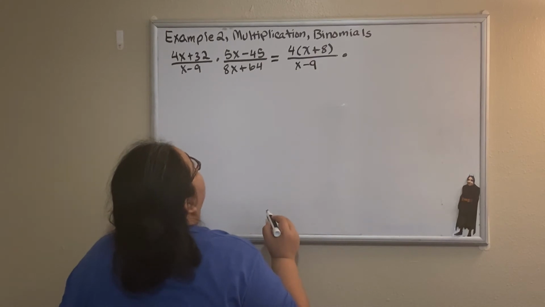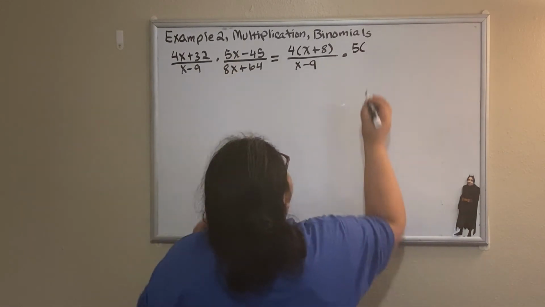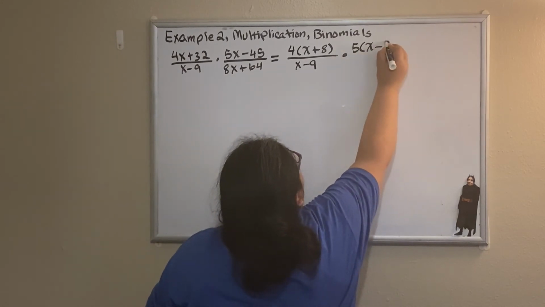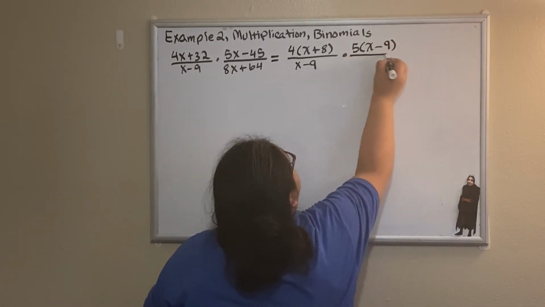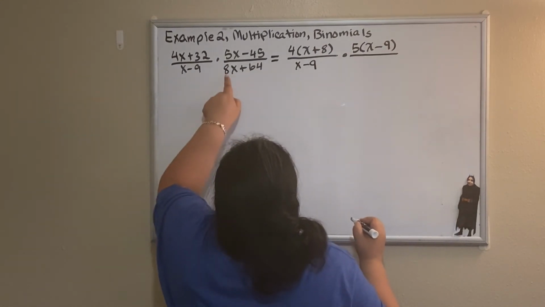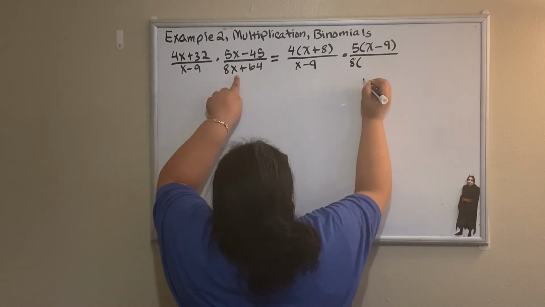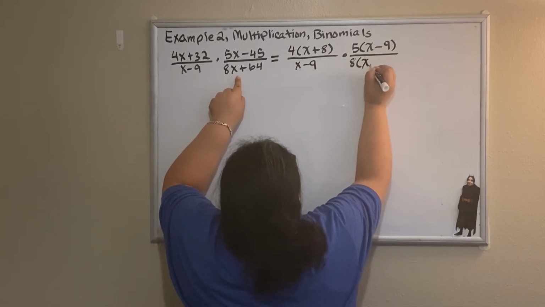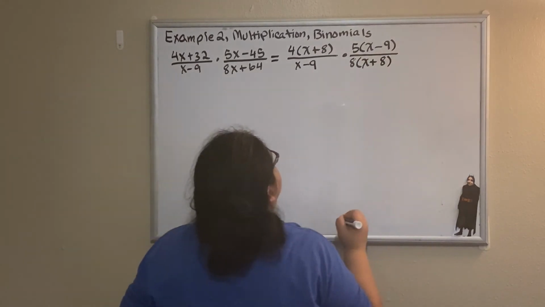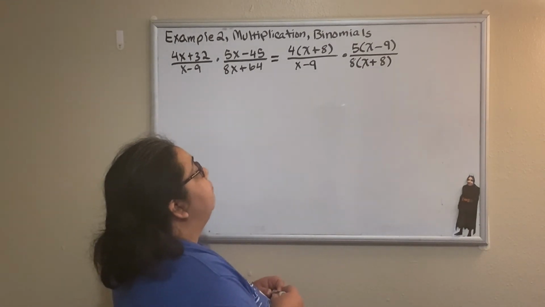5x minus 45. I can factor out a 5. So I'm going to write 5. I'm going to open a parentheses. 5x divided by 5 is just x, minus 45 divided by 5 is 9. And then we close that parentheses, over. And now we go to the denominator, 8x plus 64. I can factor out an 8 here. So we're going to write an 8, open a parentheses, 8x divided by 8 is just x, plus 64 divided by 8 is also 8. And we're done factoring.